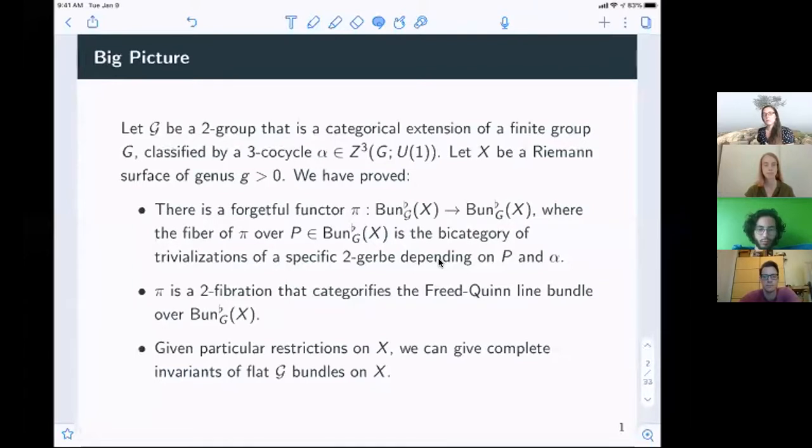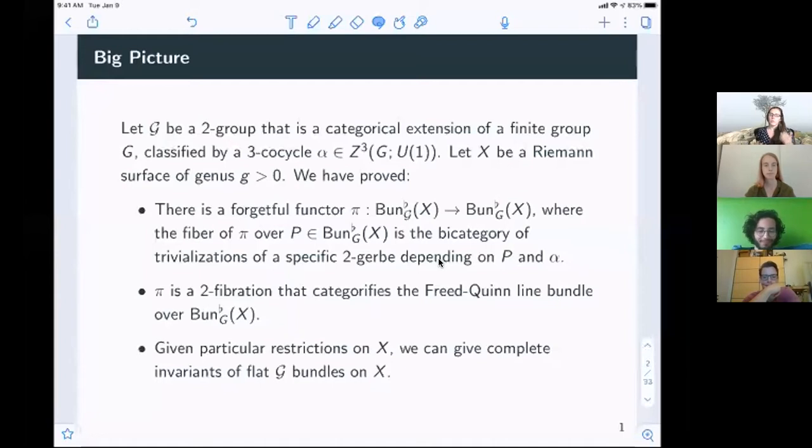And for a Riemann surface X of genus greater than 0, we've shown that there's a forgetful functor from flat principal 2-group bundles to flat principal G bundles over X, where the fiber of this forgetful functor over one of these flat principal G bundles is the bicategory of trivializations of a specific 2-gerbe depending on the bundle and alpha. We've also shown that this forgetful functor is actually what you can call a 2-fibration, which categorifies the free Quinn line bundle over flat G bundles.